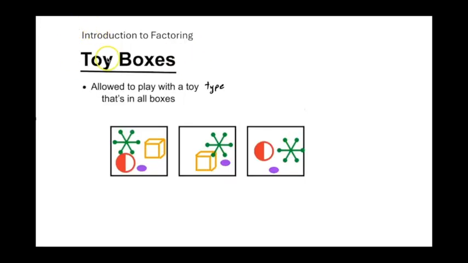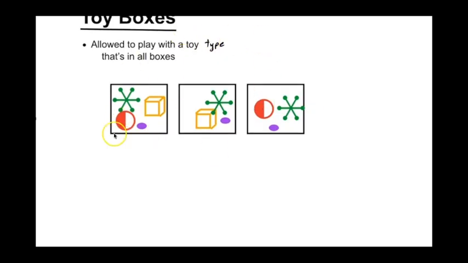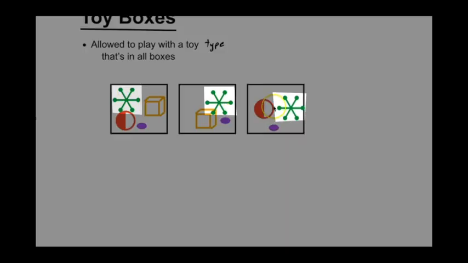Introduction to factoring. To get the idea of what factoring is, let's talk about toy boxes. Let's say you're allowed to play with one type of toy that's in all the boxes. What toys would we be able to play with? The red toys are only in 2 of them. Same with the gold box. The green toys are in all 3. And the purple dots are in all 3.